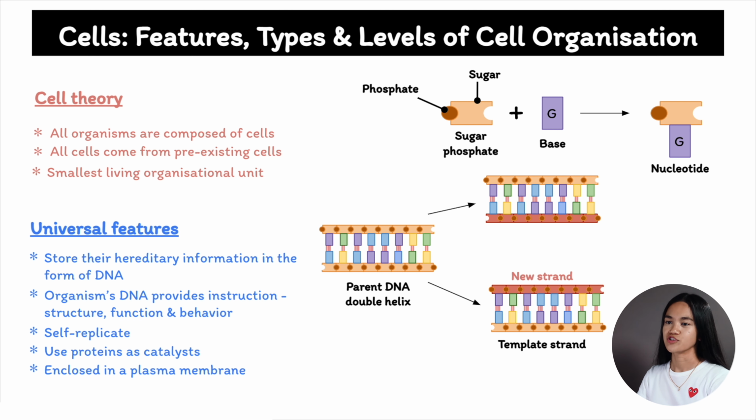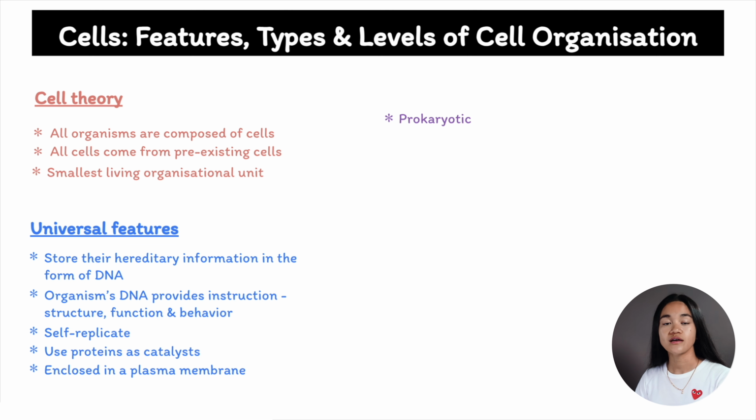With these common features, there are two different cell types, and they are prokaryotic and eukaryotic. Bacteria and archaea are composed of prokaryotic cells and are known as prokaryotes, whereas plants, animals, fungi, and protists are composed of eukaryotic cells, and they are classified as eukaryotes.